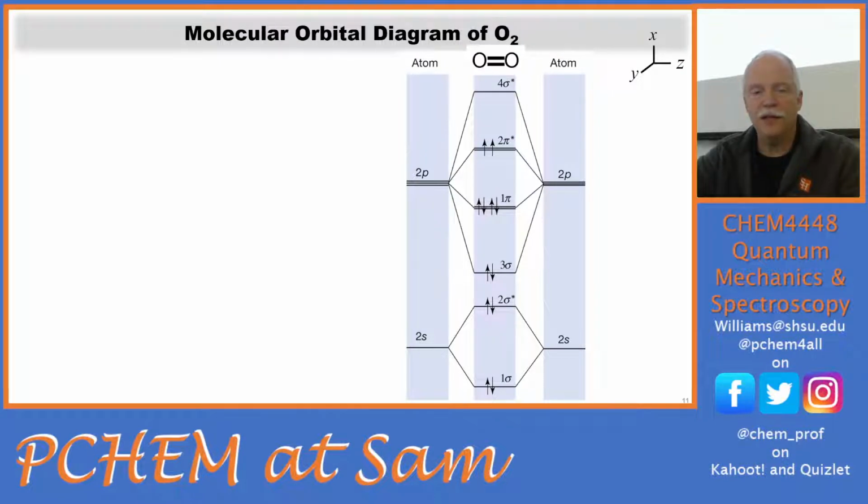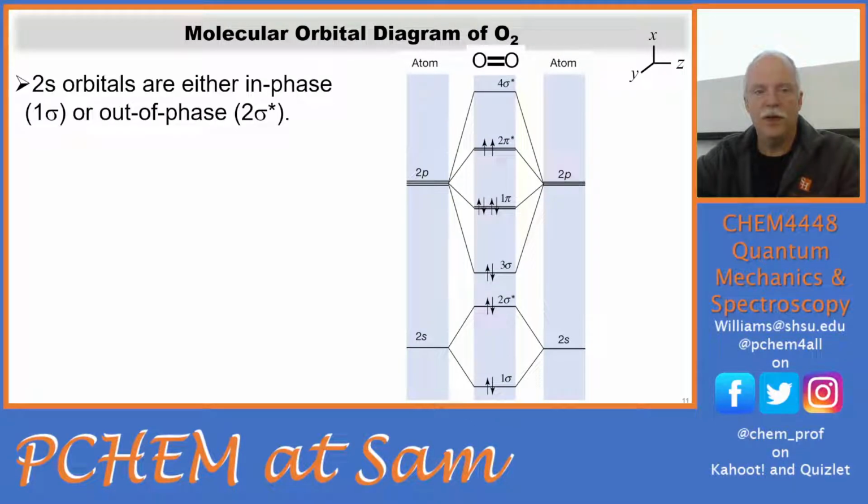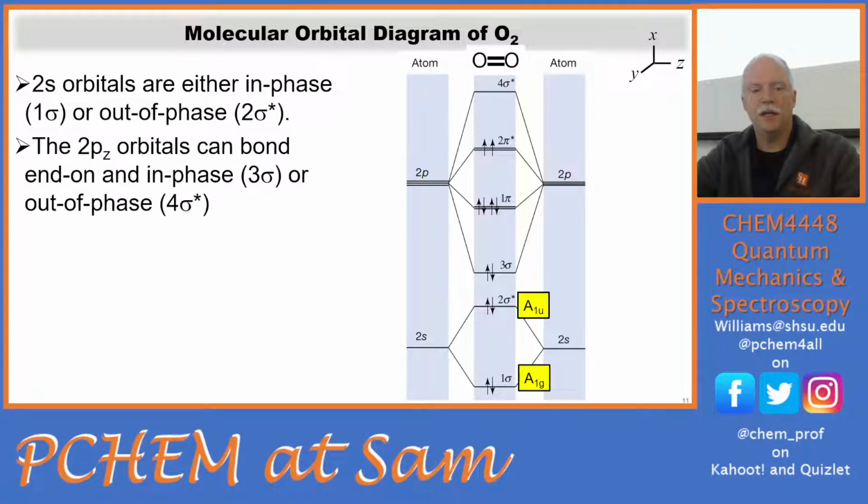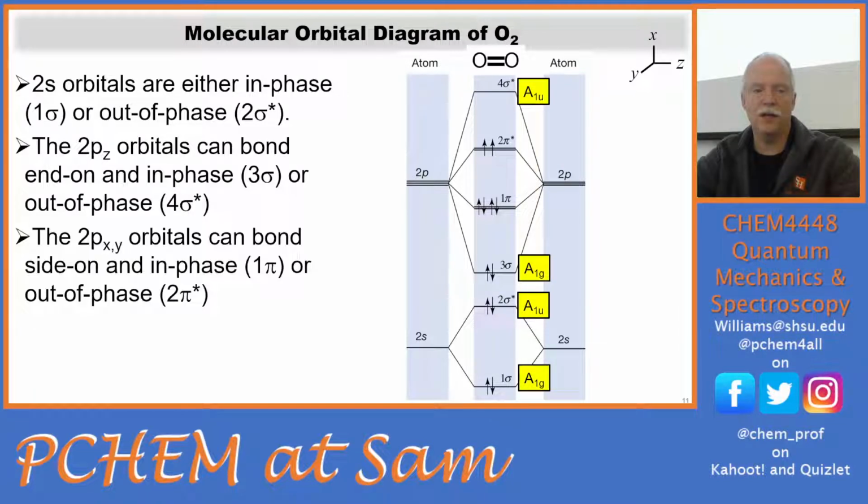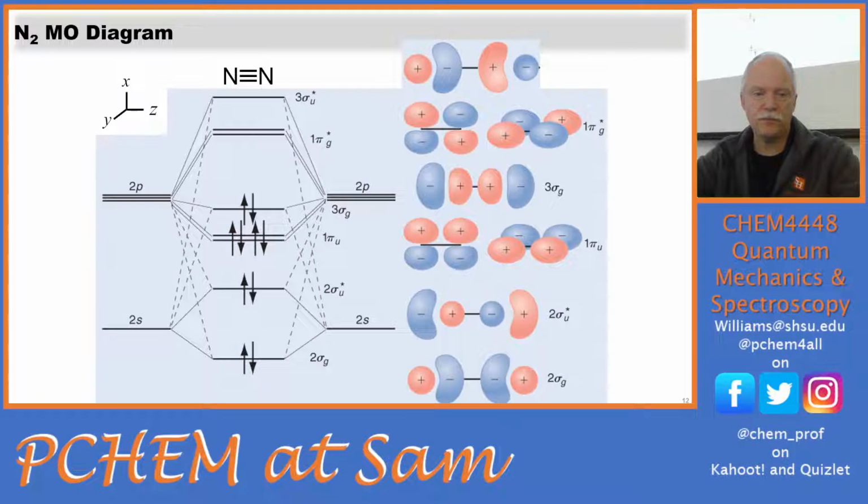Same kind of thing for oxygen. So we can talk about it. The 2s orbitals are either out of phase or in phase, so they come together and they split. The 2pz orbitals can come end on, in phase or out of phase. If they're in phase, you have the sigma. Out of phase, you have the sigma star. And then the px and py orbitals can bond side by side, in phase for the pi and out of phase for the pi star.